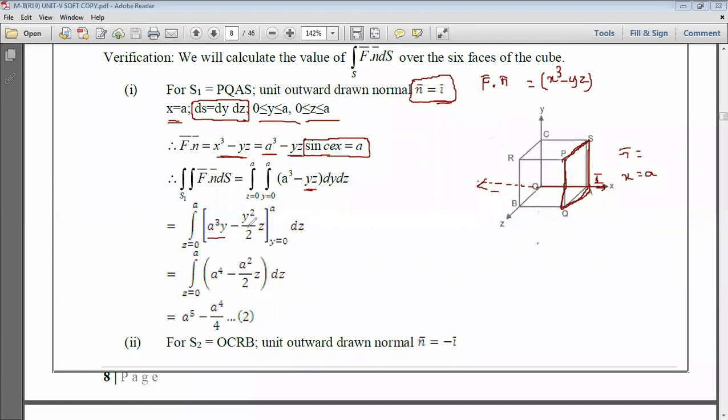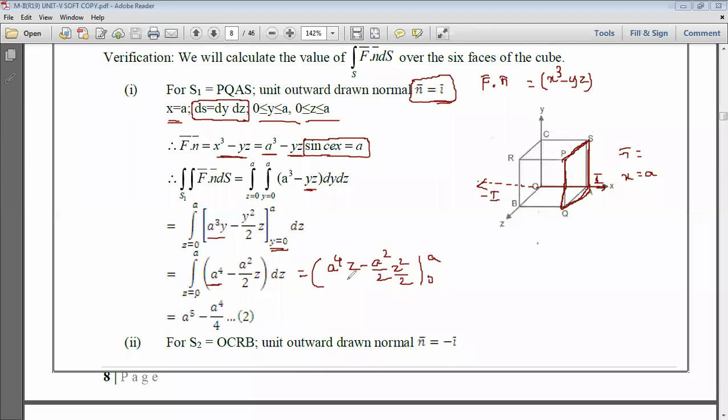So after substituting the limit in place of y as a, we get a cube into a, which is nothing but a power 4, minus a square by 2 into z. Of course, if we substitute the lower limit, both the terms become 0. And now we need to apply integration with respect to z: a power 4 z minus a square by 2 into z square by 2, between the limits 0 to a.